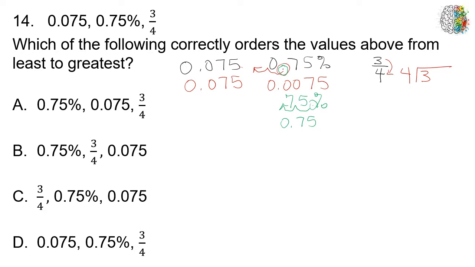4 can go into 3 0 times. So I'm going to add a decimal and some zeros, bring down my 0. 4 can go into 30 7 times, which is 28. Remainder 2, bring down another 0. 4 can go into 20 5 times. So that gives me 0.75 as my decimal conversion for my fraction.